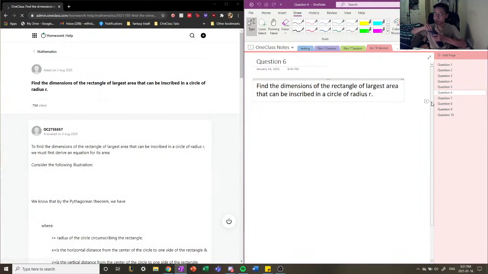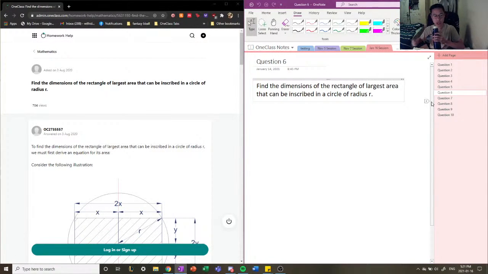All right. So the next question asks us to find the dimensions of the rectangle of the largest area that can be inscribed in a circle of radius r.